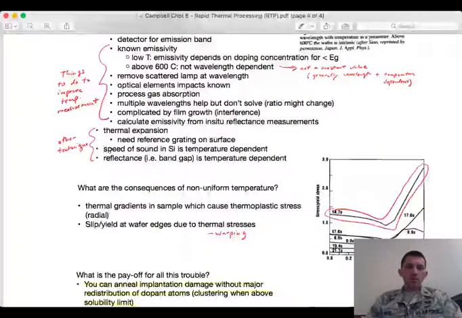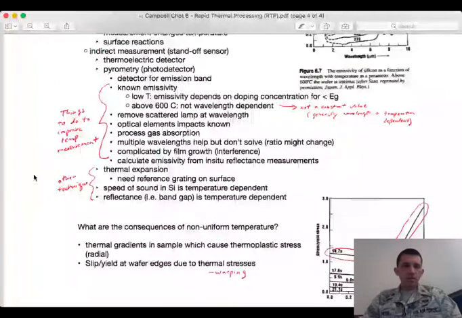You might also be able to measure the temperature via the speed of sound, right? Because there's a temperature dependence of the speed of sound in silicon. But I suppose you would need some contact in order to transmit and receive a signal into the silicon wafer. This is related to measuring the emissivity in situ, but you might actually just be able to look at the reflectance as a function of temperature and extract the temperature that way.